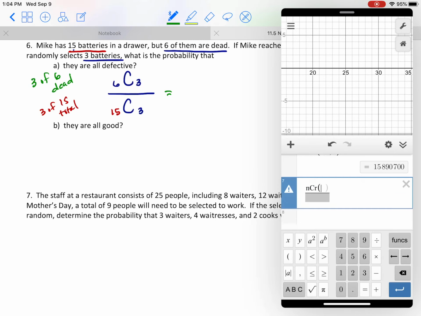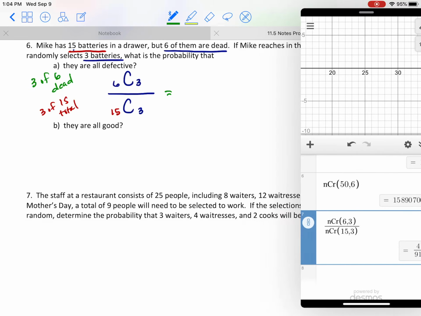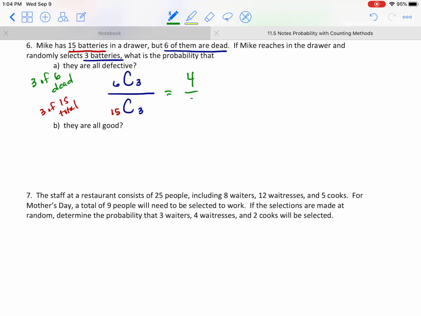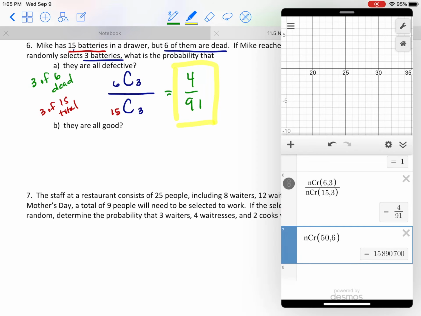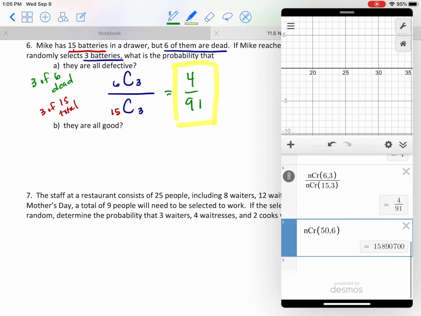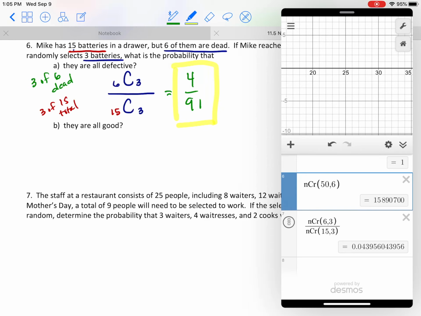Fraction. So we've got 6 and 3, and then 15 and 3. That is 4 over 91, so a 4 out of 91 chance of that happening. If you like the decimal better, 4 over 91 is about a 4% chance that you reach in and grab 3 dead batteries.